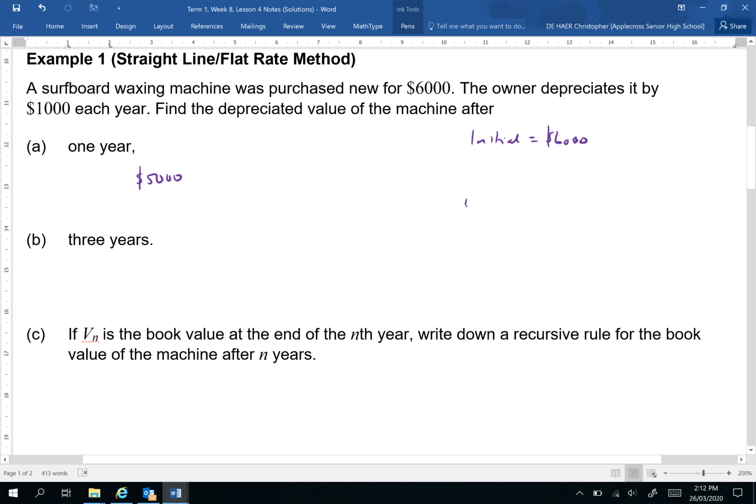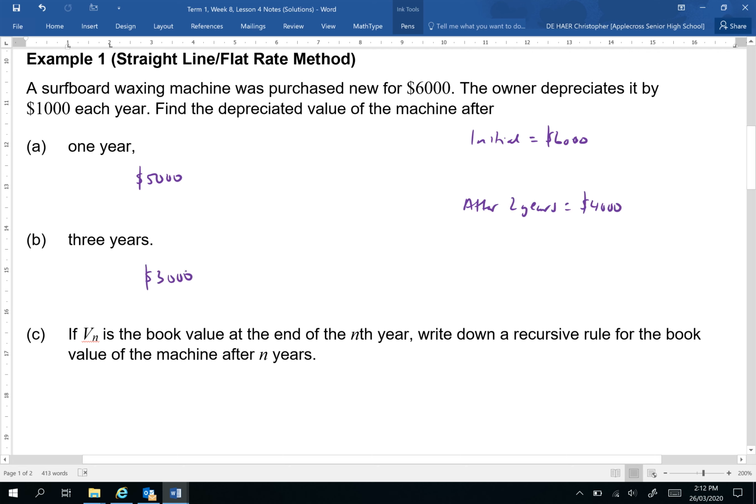After a second year, so after 2 years, it's lost another $1,000 in value, so it's going to be $4,000. And after 3 years, it's lost another $1,000, so it's now going to be worth $3,000.